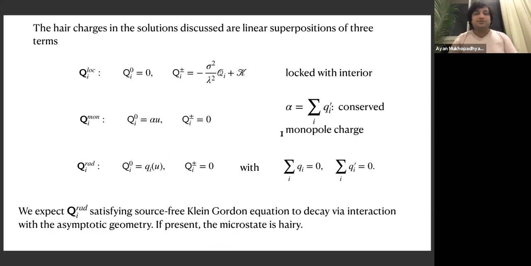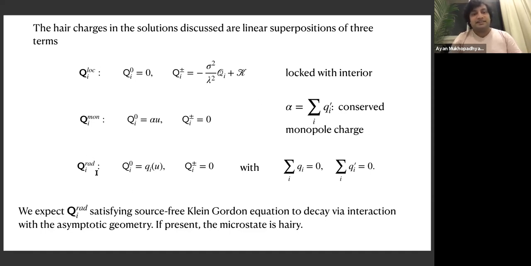Okay, the hairy solutions will have these three components, which I mentioned. One is these components which are locked with the black hole interior charges. Again, there's a plus minus here, and here the zero components are zero. It is these components which are locked with the black hole interior, which I call Q_I locked. And there's a Q_I monopole term, which I mentioned before, which is simply alpha u. And as I mentioned many times, this sum over I of Q_I prime is conserved in our model. So this alpha is a primordial variable of the black hole, and it never changes, even if you shock the black hole. The alpha is always a constant.